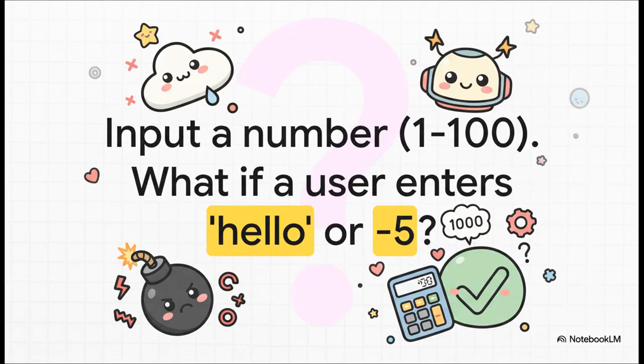Okay, let's make this really concrete. Imagine a simple program that asks for a number between 1 and 100. Now, what could go wrong if a user decides to type in the word hello, or a negative number like -5, or a number that's way out of range like 1,000? If that program hasn't been designed defensively, any one of those inputs could cause it to crash.